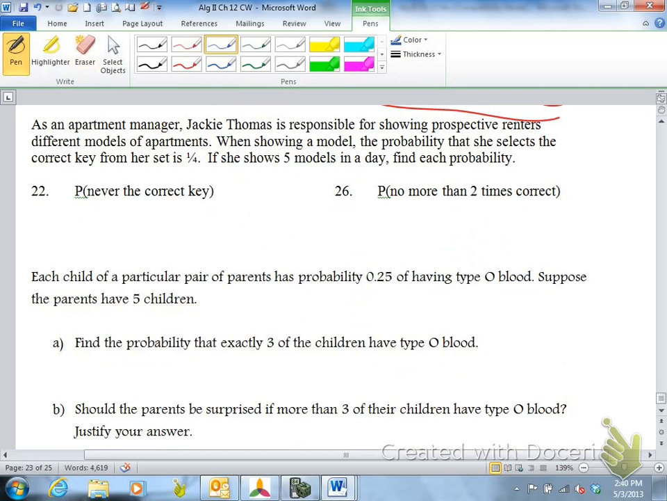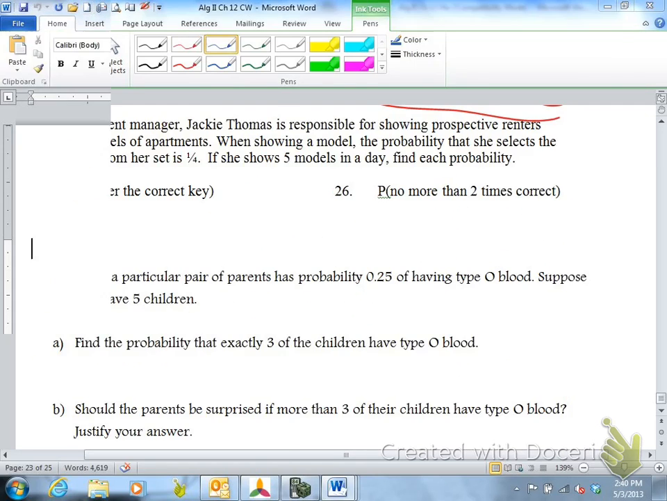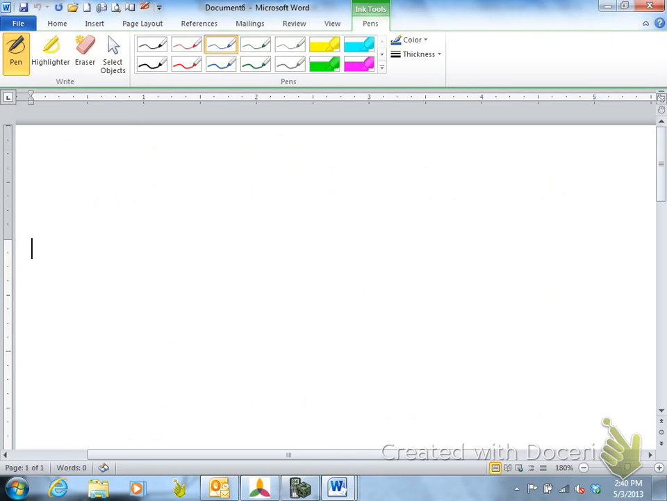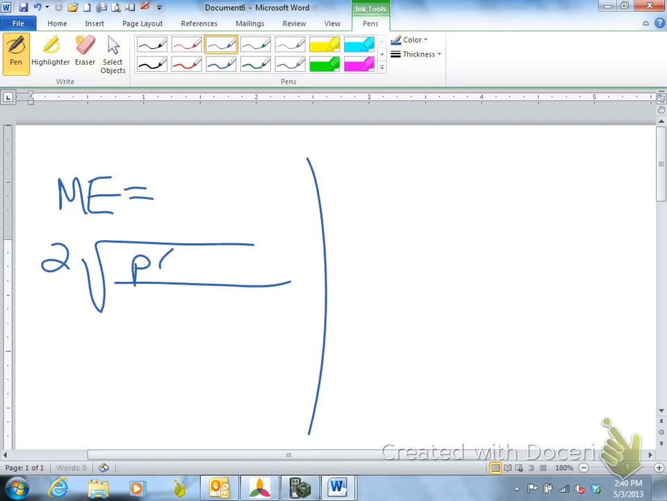On the last 2 questions, I'd like to review the binomial theorem. There are 2 main formulas in this chapter. One is from yesterday's lesson: margin of error is 2 times the square root of p times 1 minus p over n. So you should know that formula. There's 1 question on the test related to this, maybe 2 questions. The other one is the binomial theorem. There are a few questions related to the binomial theorem.